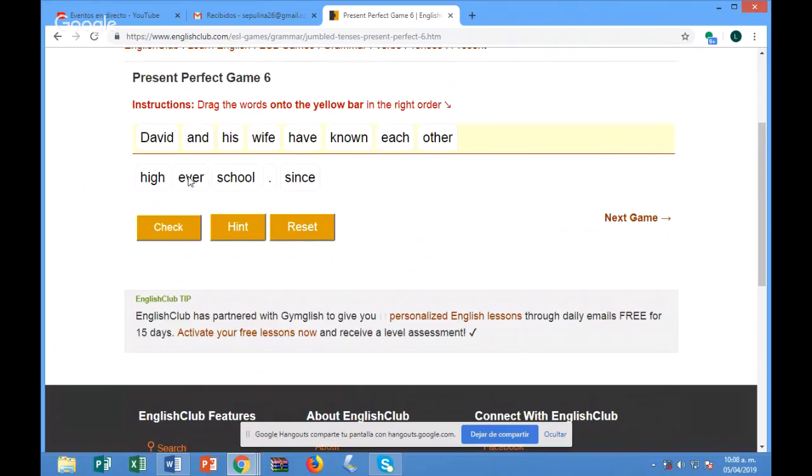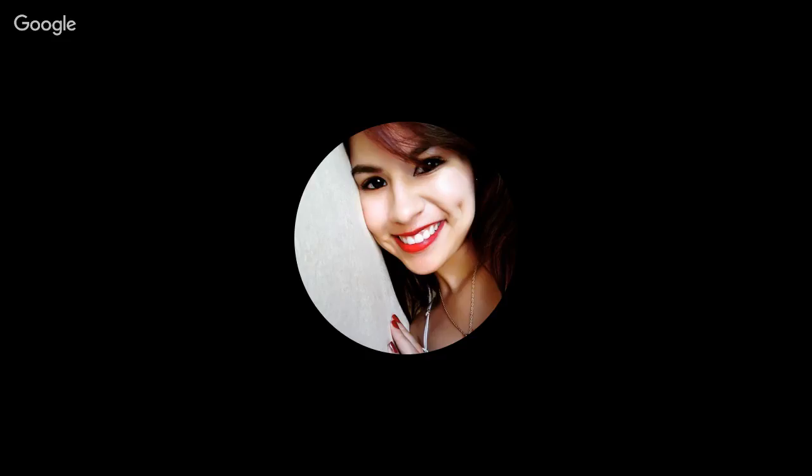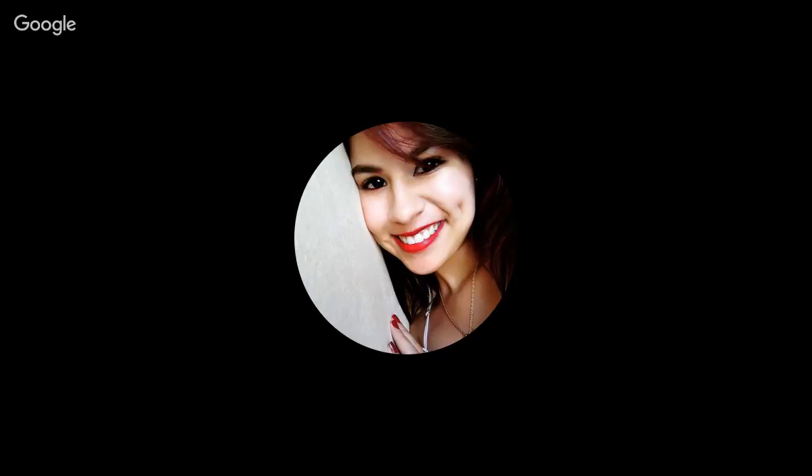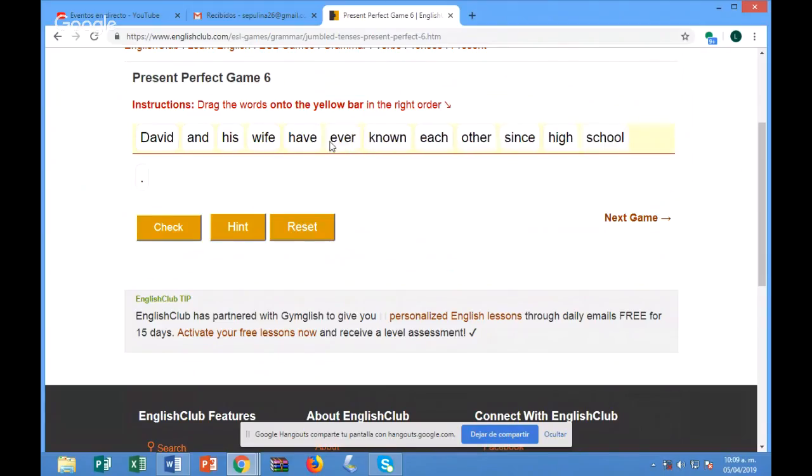David and his wife ever have known each other. This "ever" can be... No, I don't know. I'm not sure actually. Me too. Okay, each other since high school. Let me think where to put "ever." Okay, let's check it out. David and his wife have known each other since high school. This "ever" I suppose it's before "have." Have ever known. Yes, I think so.